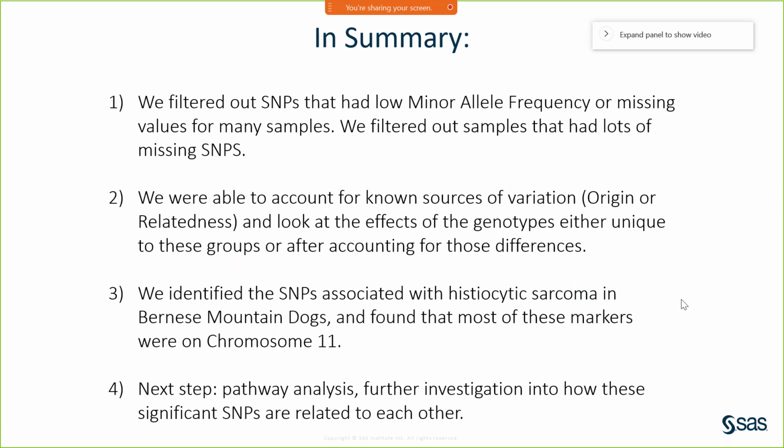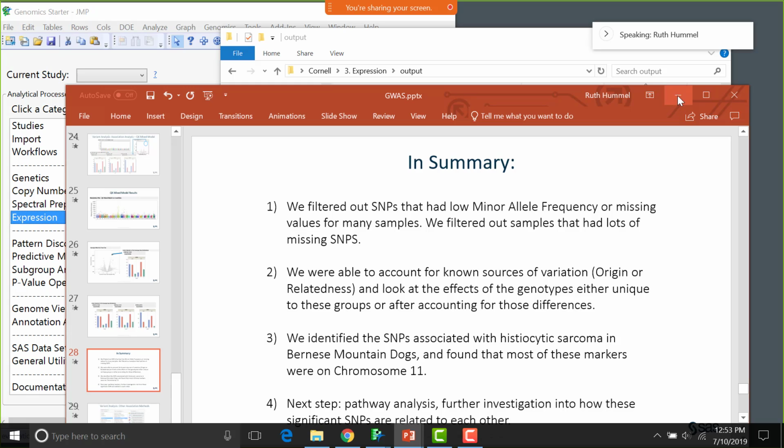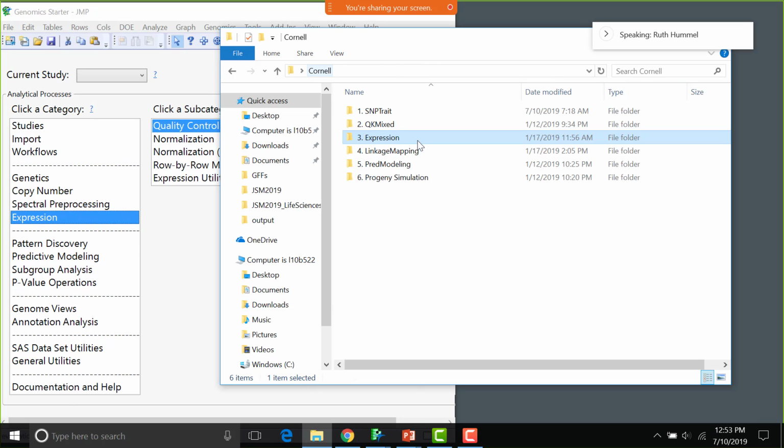So again, using the software, we're able to filter out SNPs that have minor allele frequency or missing values. We can clean up the data pretty easily. We can then look at origin or relatedness and include those if we want to use a QK mixed model. We can use the Manhattan plot to see what chromosomes seem to be more related. We can also grab what those important SNPs are and send them out to a pathway analysis to see more information on that. Okay, so briefly, let's just glance at the software for what this would look like.